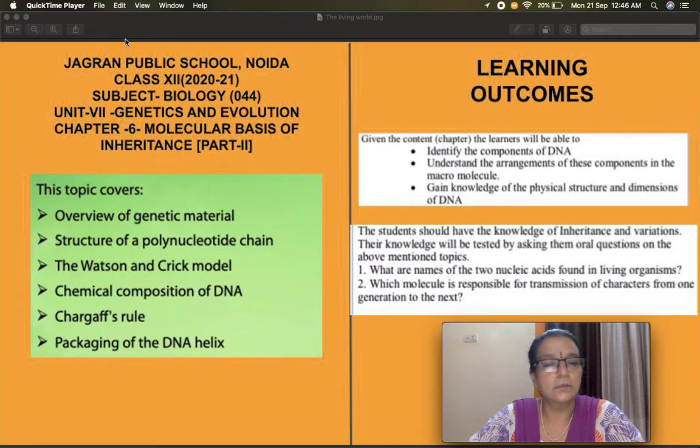After today's class, in which we will talk about the packaging of DNA helix inside the cell, prokaryotic as well as eukaryotic, the learning outcomes we are expecting are: you will be able to identify the components of DNA, understand the arrangement of the different components in the macromolecule, and gain knowledge of the physical structure and dimensions of DNA with its packaging. You will be able to know the difference between heterochromatin and euchromatin.